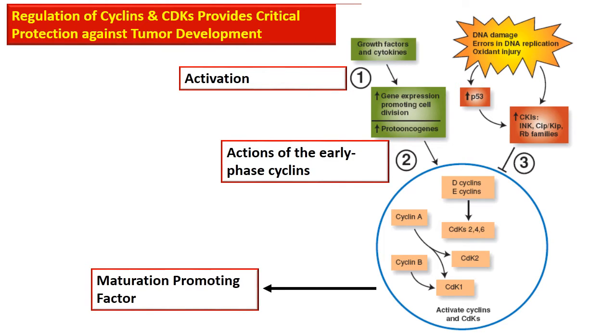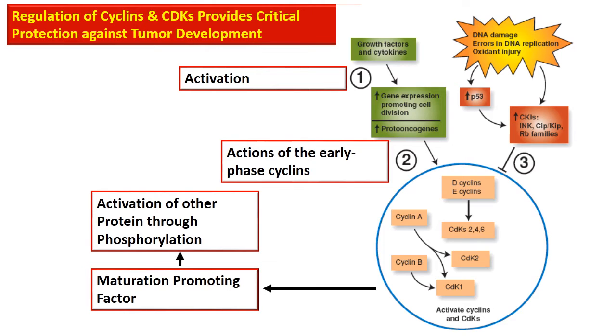Due to activation of these cyclin dependent kinases, there is formation of maturation promoting factors. These maturation promoting factors activate other proteins through phosphorylation. If there is DNA damage, error in DNA replication, or some oxidant injury to the cell, this activity of cyclin dependent kinases and cyclin is inhibited.